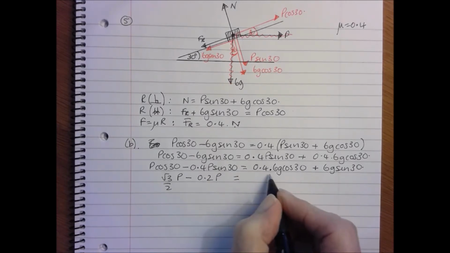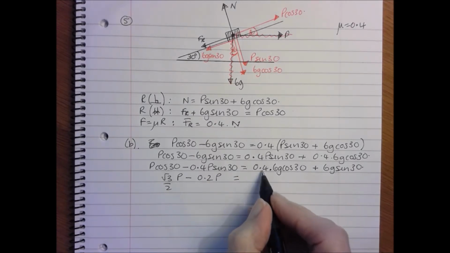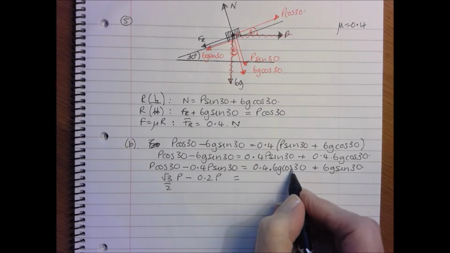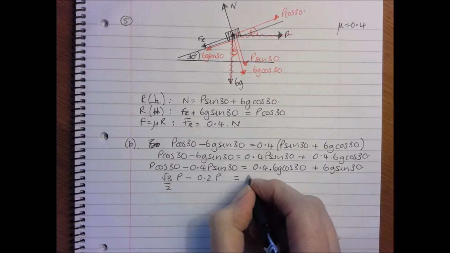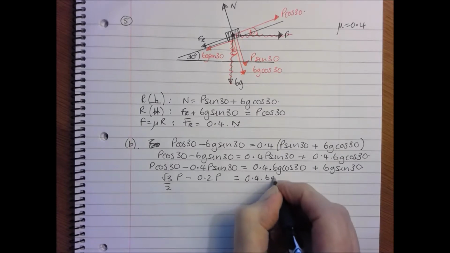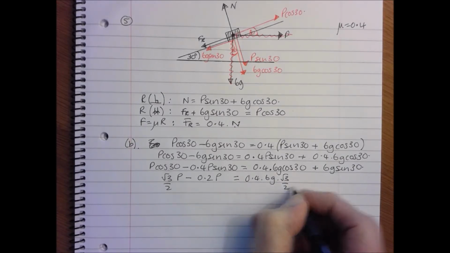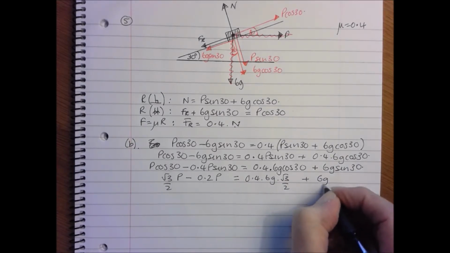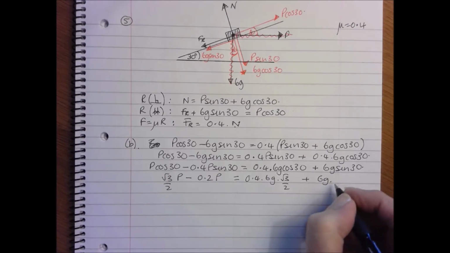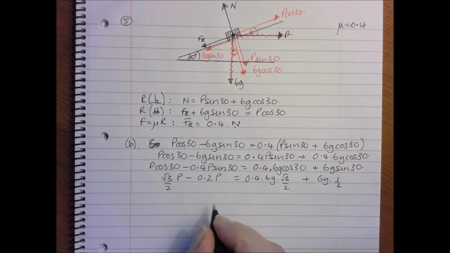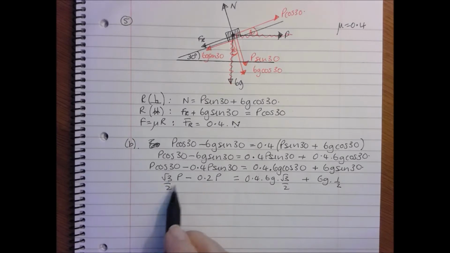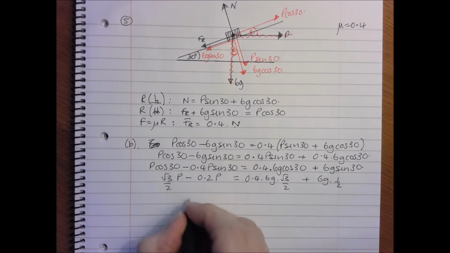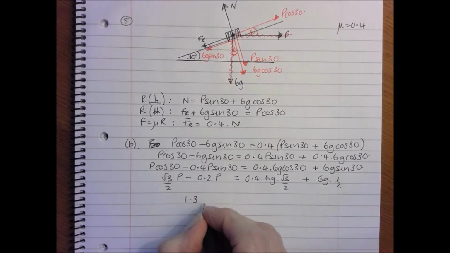And over here I've got 6g times cos 30, which is root 3 over 2. So I've got 0.4 times 6g times root 3 over 2. And I've got 6g here multiplied by sine 30, which is a half. So root 3 over 2 P minus 0.2 P gives me 1.332 P. Just put that in your calculator.